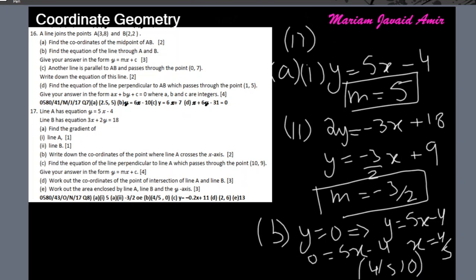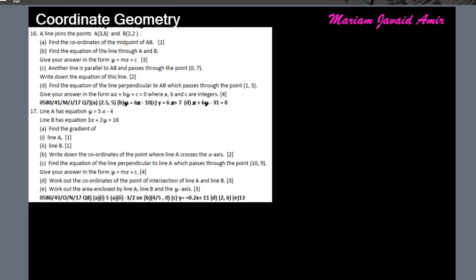Okay, part C, find the equation of the line perpendicular to A which passes through (10, 9). Now I know the slope of A was 5, so the perpendicular slope will be minus 1 over 5, negative reciprocal, right? Which part was this? Yes, C. And it also passes through (10, 9).